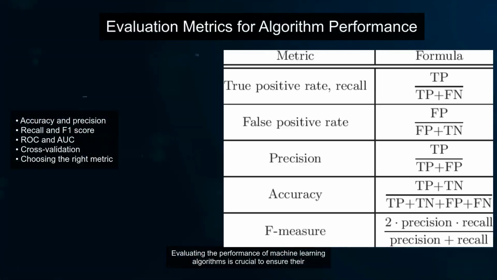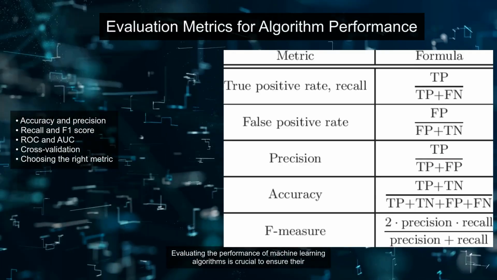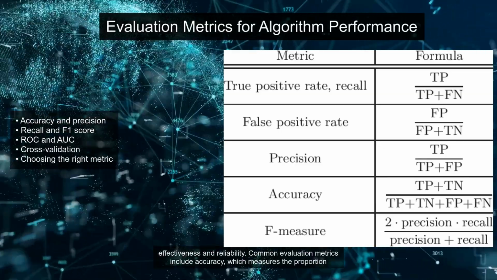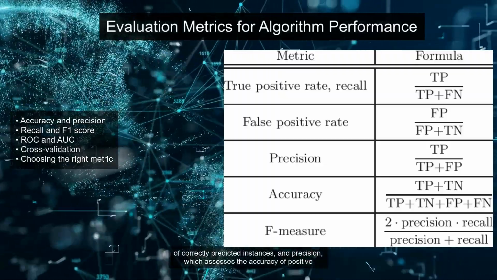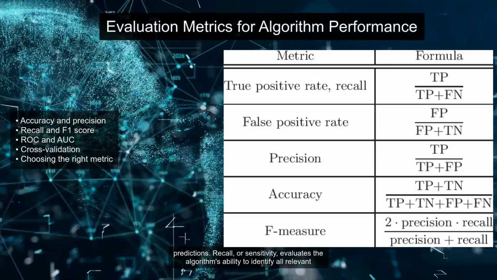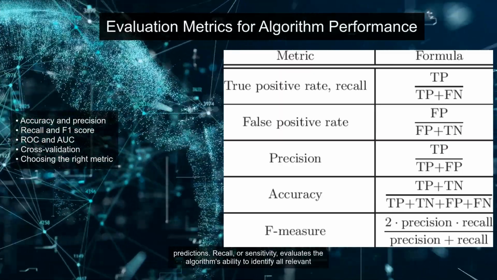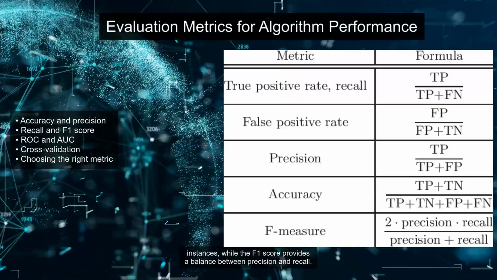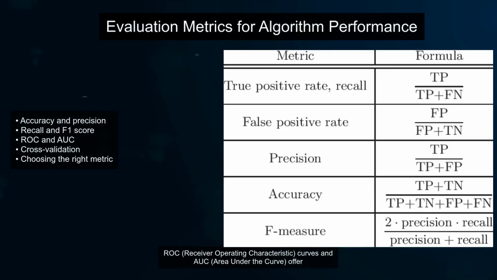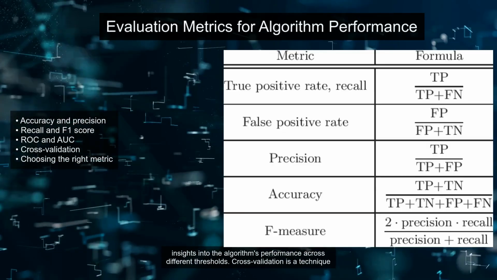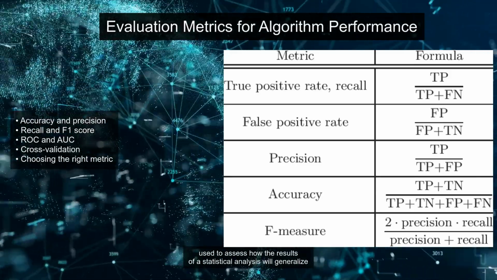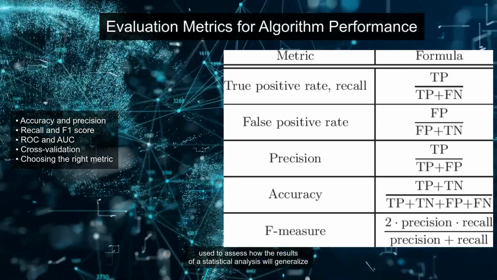Evaluating the performance of machine learning algorithms is crucial to ensure their effectiveness and reliability. Common evaluation metrics include accuracy, which measures the proportion of correctly predicted instances, and precision, which assesses the accuracy of positive predictions. Recall, or sensitivity, evaluates the algorithm's ability to identify all relevant instances, while the F1 score provides a balance between precision and recall. ROC, receiver operating characteristic, curves and AUC, area under the curve, offer insights into the algorithm's performance across different thresholds.